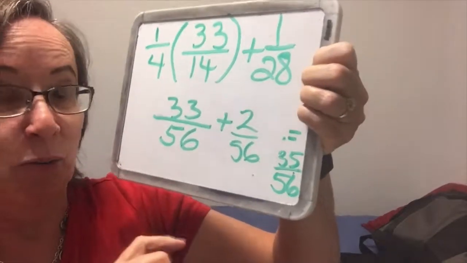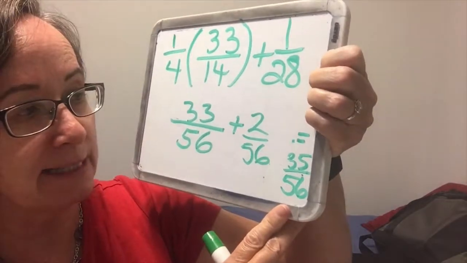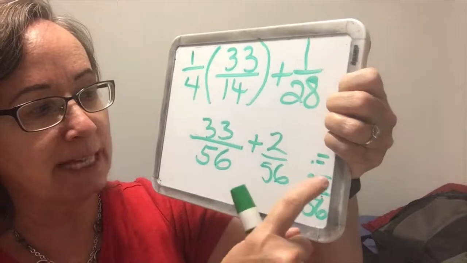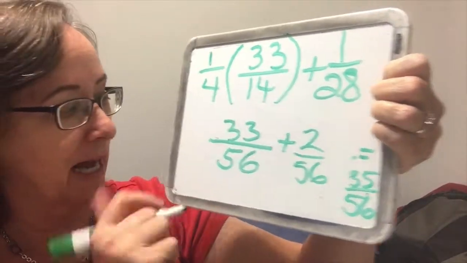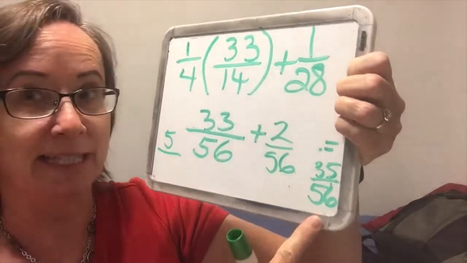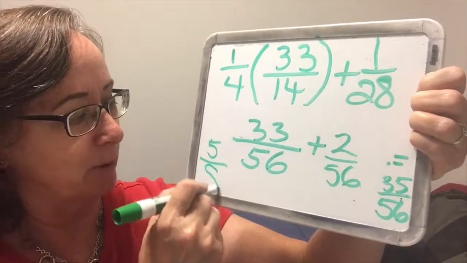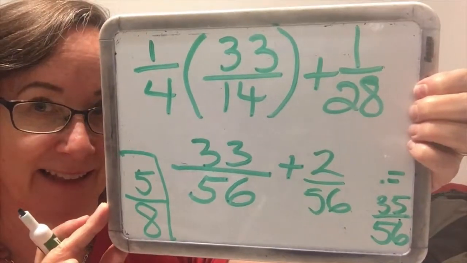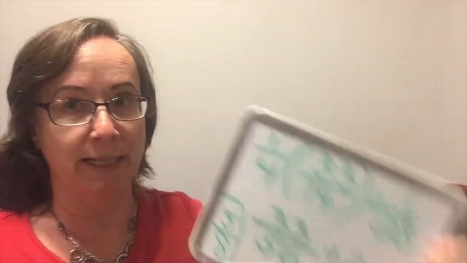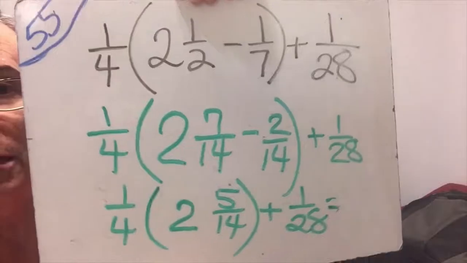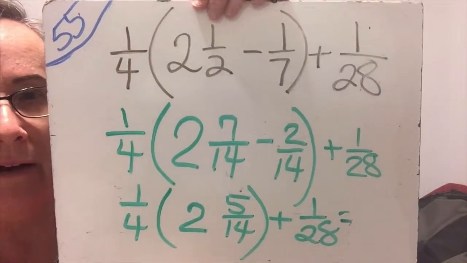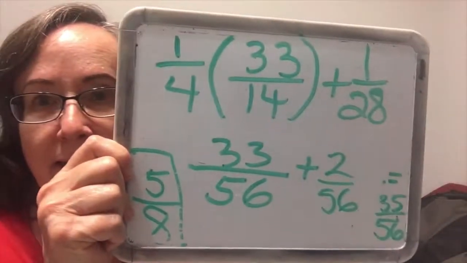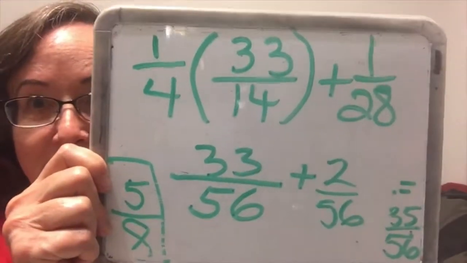And 35/56 will simplify, because doesn't a 7 go into both 35 and 56? So if I take 35 and divide by 7, I'm going to get a 5. And if I take the 56 and divide by 7, I'm going to get an 8. And so your final answer should be 5/8. So I'm going to show you both of those boards because we didn't have much time on the first one. Okay, so here was the first board. So hopefully you got all of that down. And then we switched to the new board and found our final answer of 5/8.